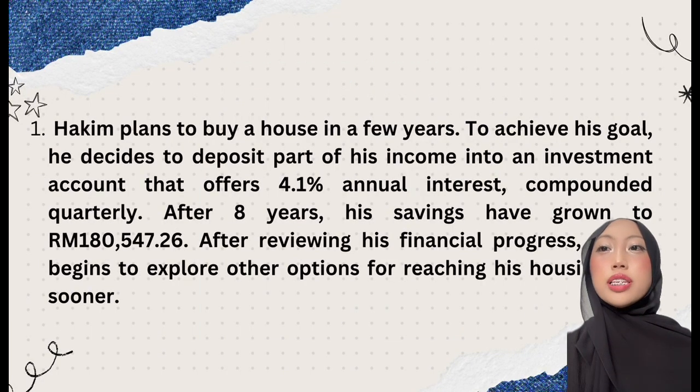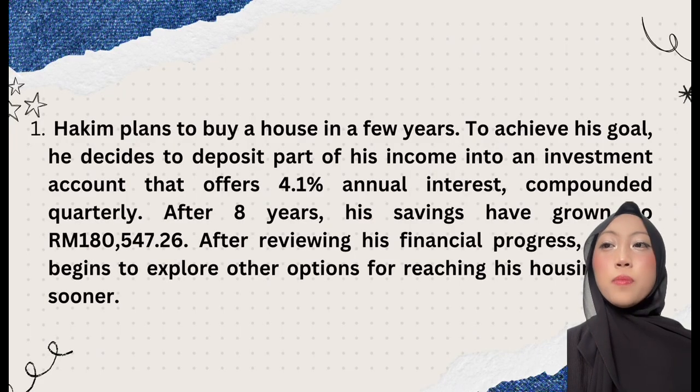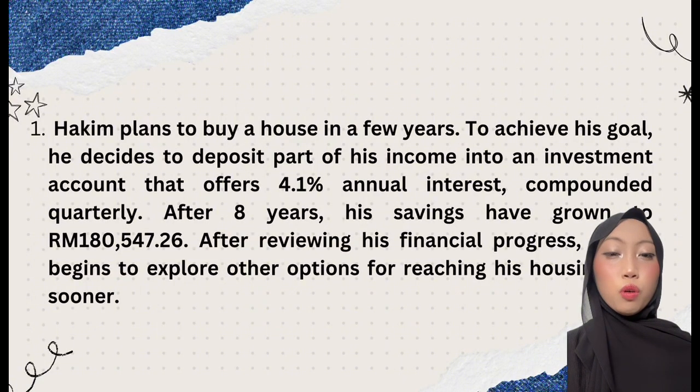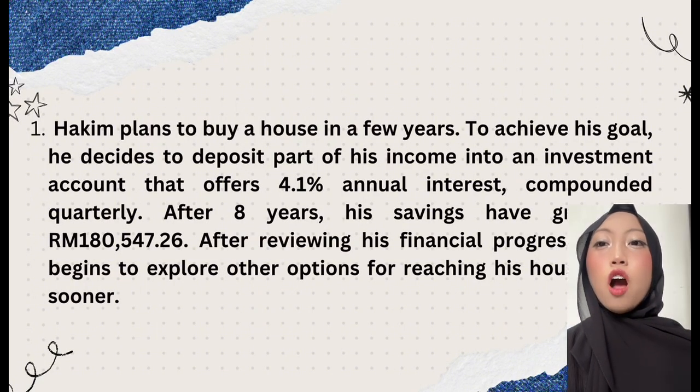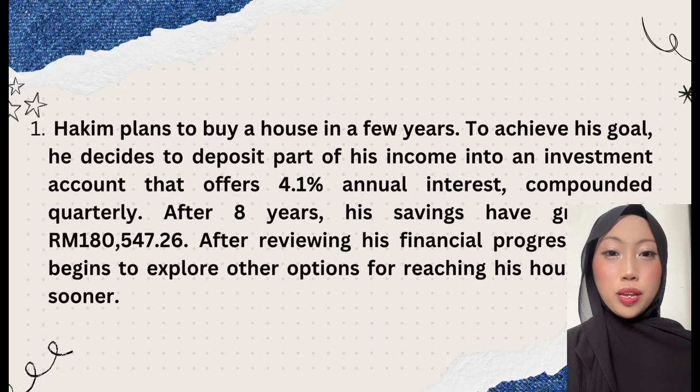Now, we are about to discuss case study 1, which is compound interest. First question is, Hakim plans to buy a house in a few years. To achieve his goal, he decides to deposit part of his income into an investment account that offers 4.1% annual interest, compounded quarterly. After 8 years, his savings have grown to RM180,547.26. After reviewing his financial progress, Hakim begins to explore other options for reaching his housing goal sooner. And now, we are discussing question A, which is how much money did Hakim invest at the beginning?